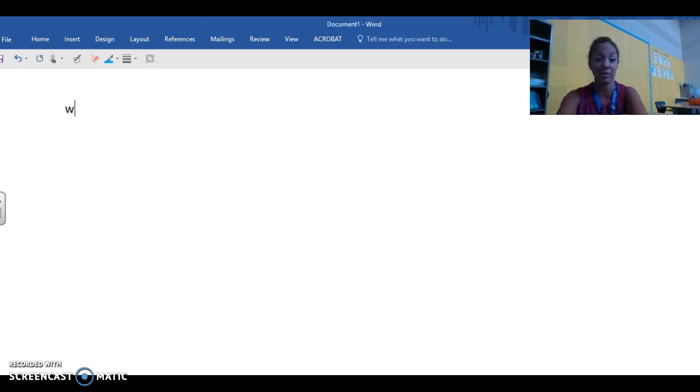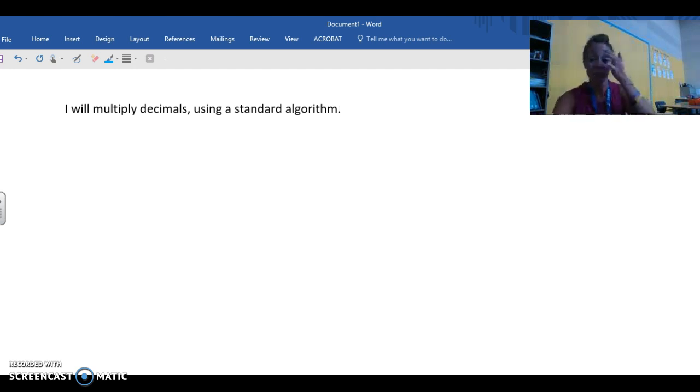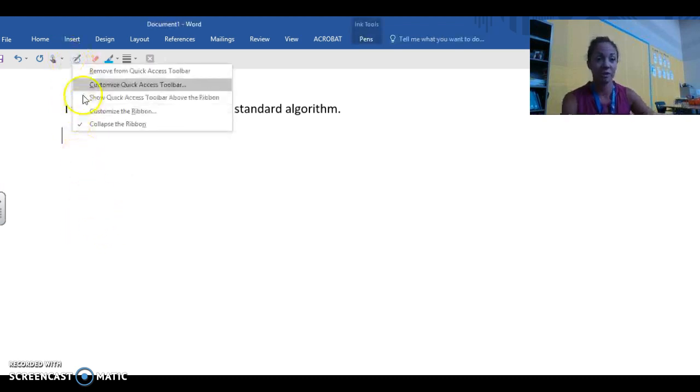It is simply, I will multiply decimals using a standard algorithm. All right, make sure you get that in your notes. You might even have to hit pause to make sure you really get it in there. So take your time, you've got plenty of it.